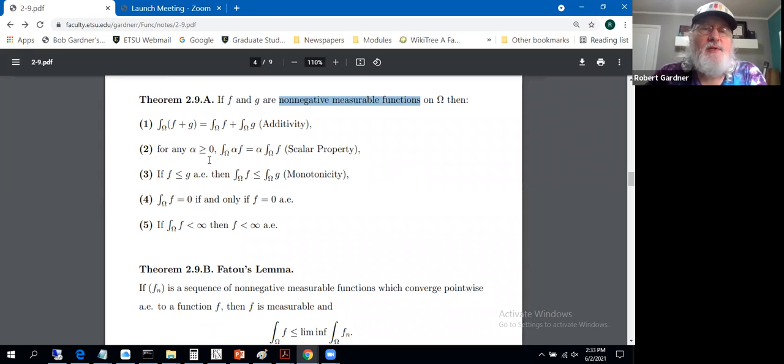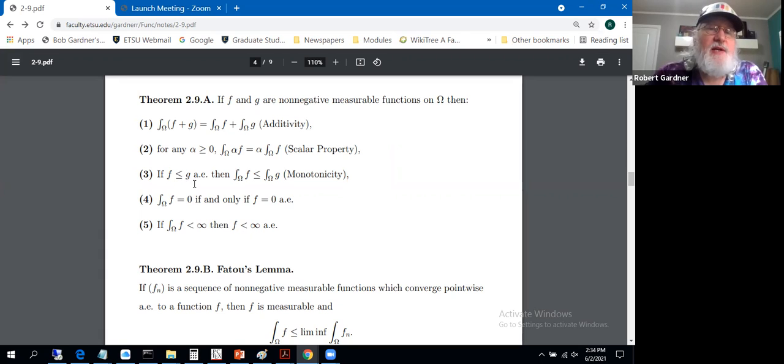For any alpha greater than or equal to 0, the integral of alpha f, if f is non-negative and alpha is non-negative, then alpha f is non-negative. So that's the reason the scalar has to be chosen to be non-negative. Claim is the integral of alpha f is alpha times the integral of f. These guys call it the scalar property. Property 1 and 2 together show us that Lebesgue integrals for this class of functions behaves in a linear way. An integral of a linear combination is a linear combination of the integrals. So something you see in Calculus 1, but for Riemann integration in Calculus 1.